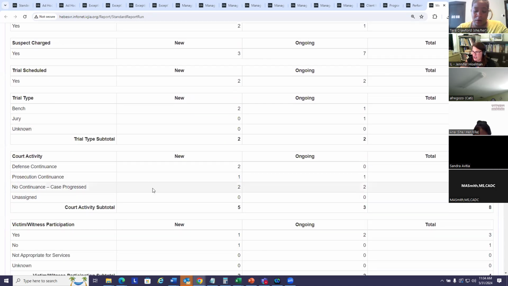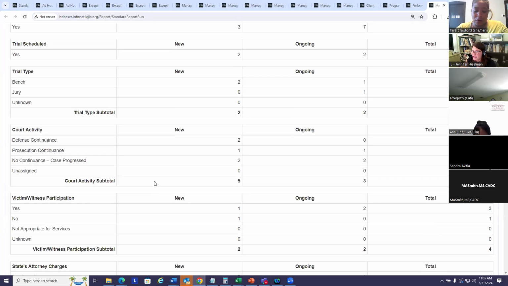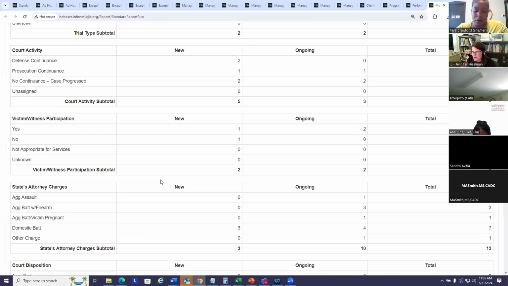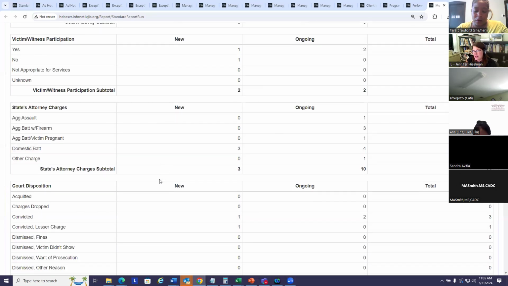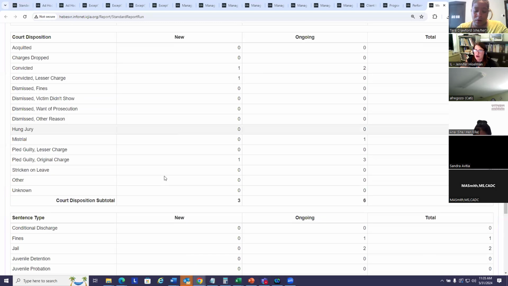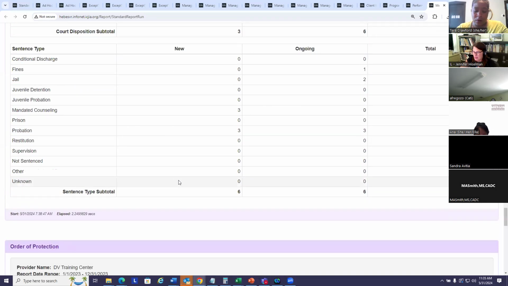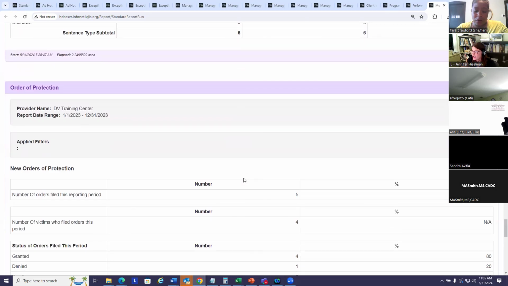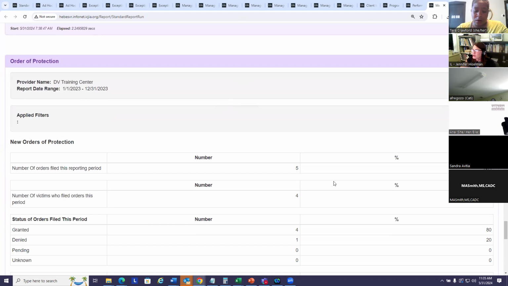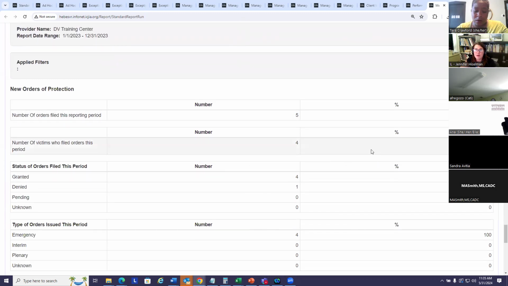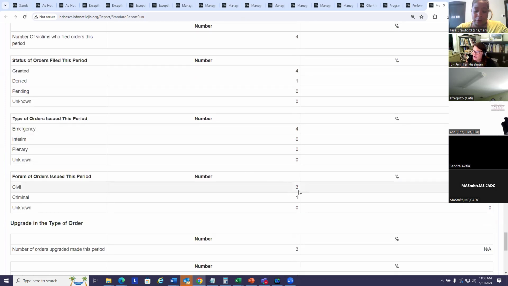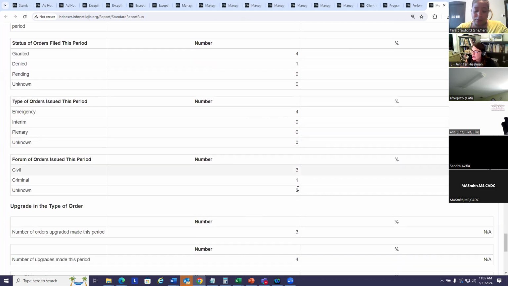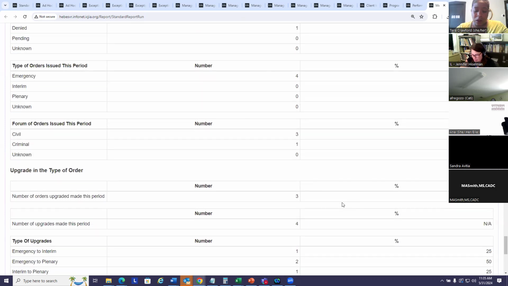We have court activity, how many court appearances, involvement of victim witness services, if applicable, what the state's attorney charge was, and the outcome of the criminal case. And then last in this report is the order of protection section. We have the number of orders that were filed, as well as the number of people that filed these orders, because that may not always be the same. The status, whether they were granted or denied, and the type and forum.